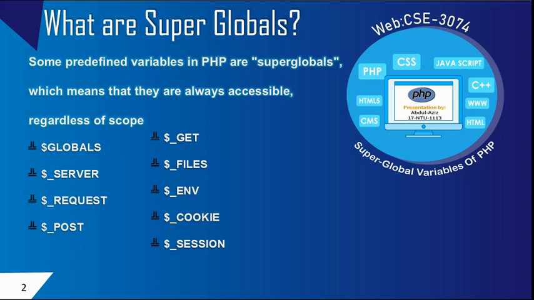The first one is GLOBALS, the second one is SERVER, the third one REQUEST, then POST, GET, FILES, ENV, COOKIE, and SESSION. Every variable has a different functionality. Some can store data, some are for security purposes, some are used for maintaining history, and so on. Later in the presentation, I will thoroughly explain and demonstrate all the variables.